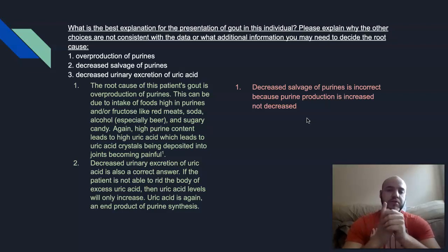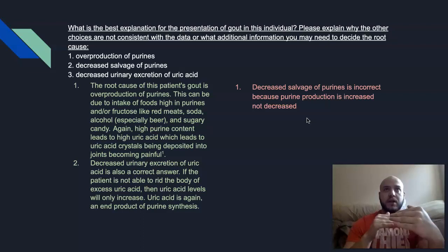As far as decreased salvage of purines goes, this is going to be incorrect because if you're decreasing the salvage of purines, then you're decreasing the amount of purines in the body. If you're decreasing the amount of purines, then you're going to decrease the amount of uric acid and uric acid crystals. So that would not be the right answer.